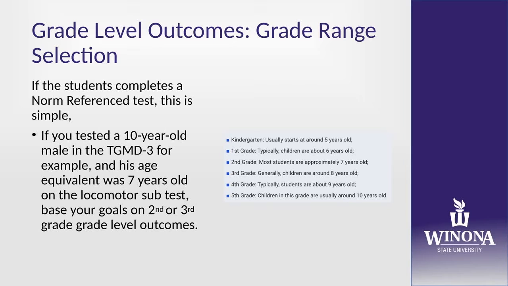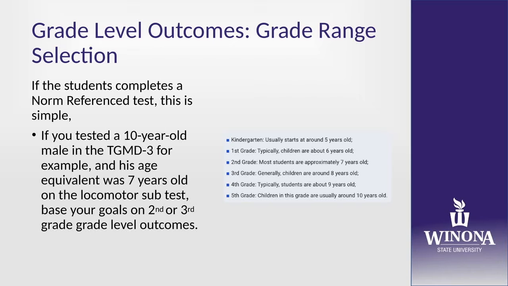Now, why did I select second or third grade? We don't want to select the age group they are associated with based on their concurrent age. If they're a 10-year-old, but they're not performing at the level of a 10-year-old, we're not going to write a goal based on a 10-year-old. Ultimately, we will want to get them there over the time that they are in adapted physical education, but we're not going to start there. At least I wouldn't, because if they were able to reach their grade level outcomes for the age that they are associated with, they wouldn't need adapted physical education services to begin with.